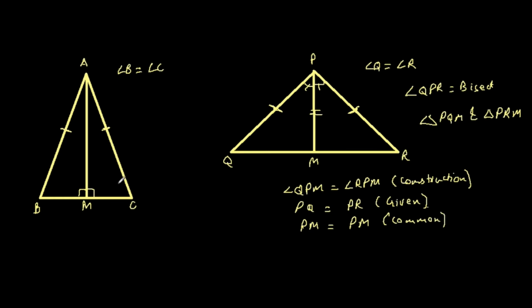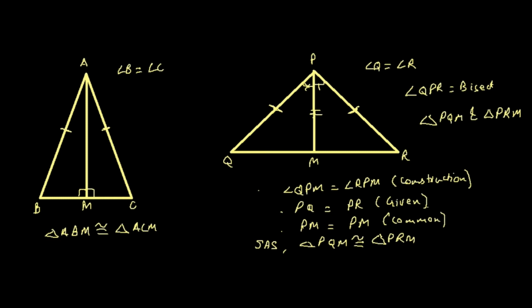Now let's see what we have. So we have an angle here, one of the sides and one of the sides. So this side and this angle is the included angle. So we can say that by the SAS congruency rule, triangle PQM is congruent to triangle PRM. And where here we had that triangle ABM is congruent to triangle ACM.